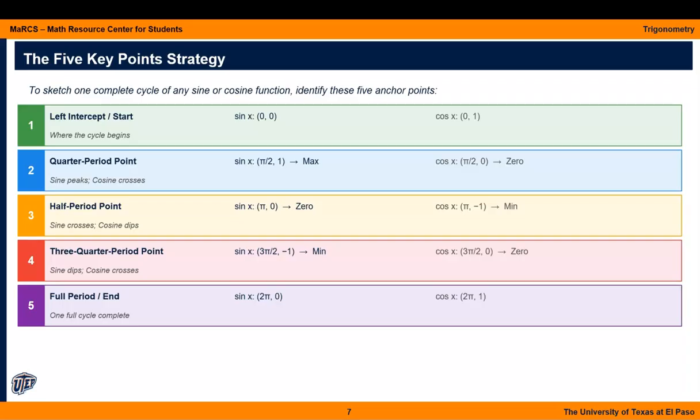To graph sine and cosine efficiently, we use 5 key points to represent one full cycle. These points mark the start, the maximum, the midpoint, the minimum, and the end of the cycle. Once these 5 points are plotted, we can connect them smoothly to form the graph. This method gives us a quick and accurate sketch.